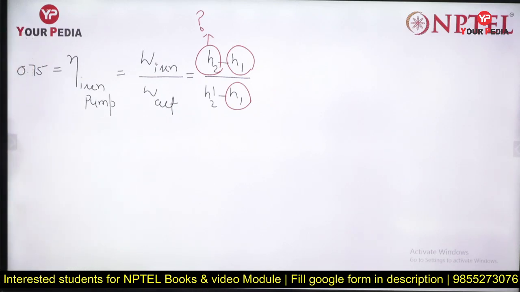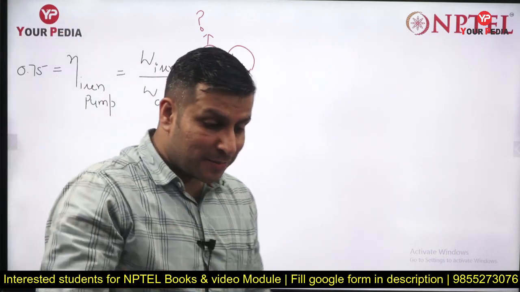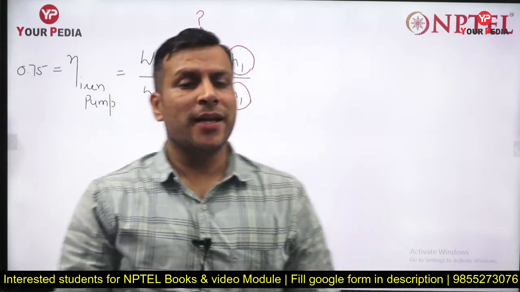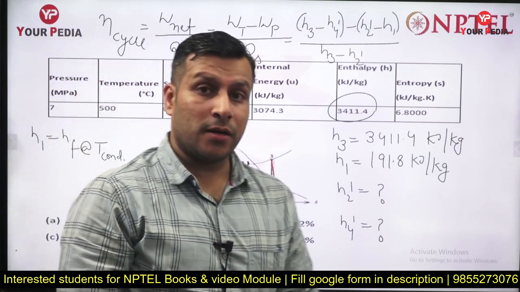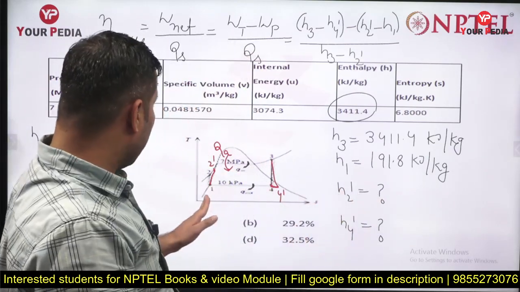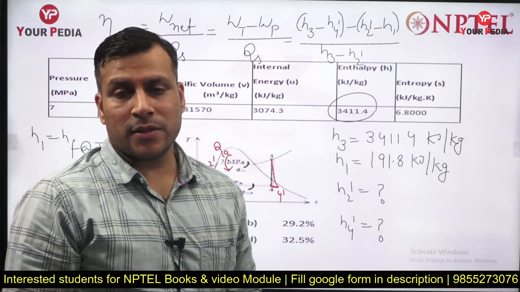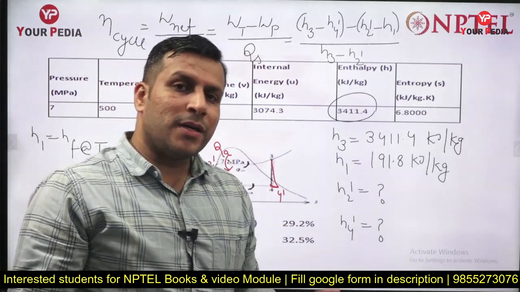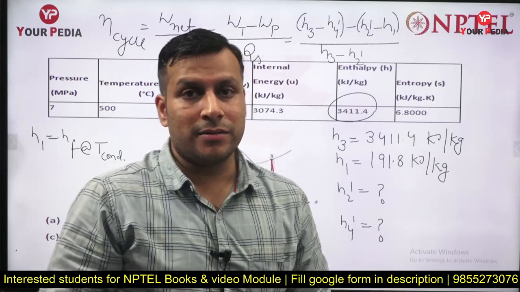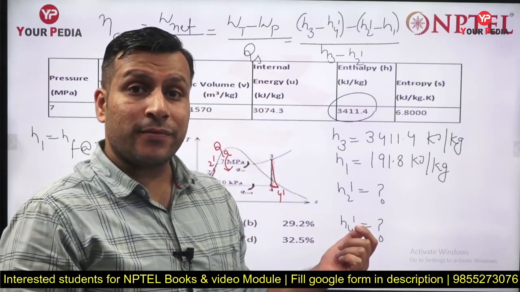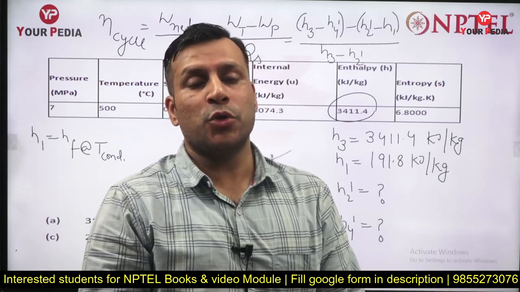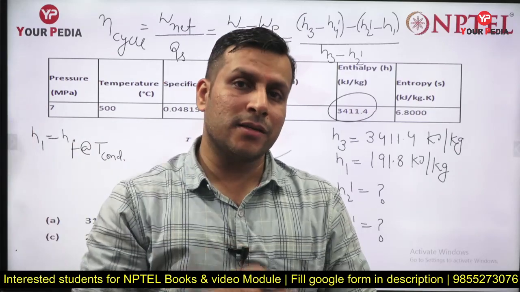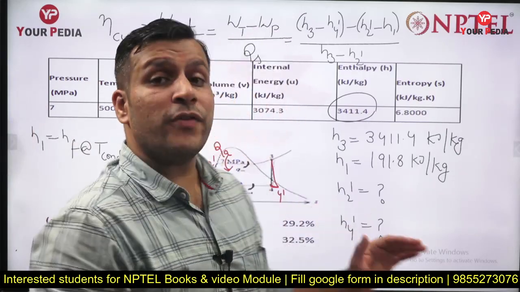How can you evaluate this, guys? You need to think; I'm giving you some time, 10-20 seconds. You need to think about where you are going to get this H2. Let me show the diagram. H2 is the enthalpy of the liquid at the entry of the boiler, where you have sub-cooled liquid only. You can approximate it as HF at the same saturation temperature, but that is only an approximation.